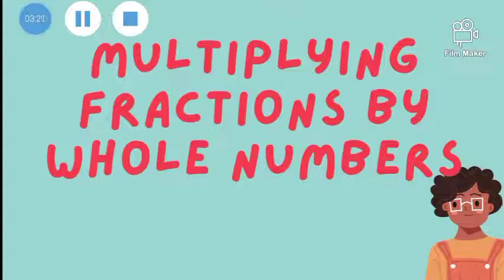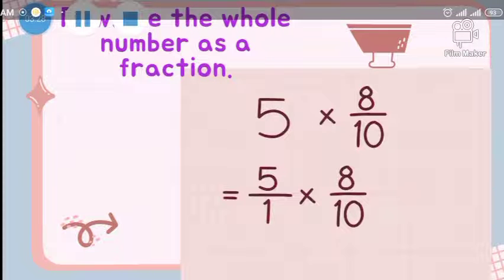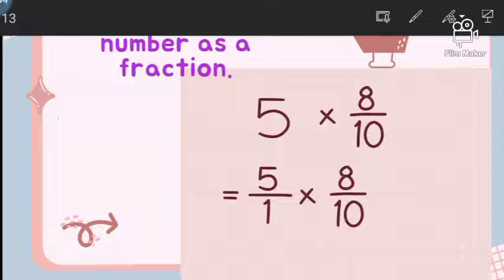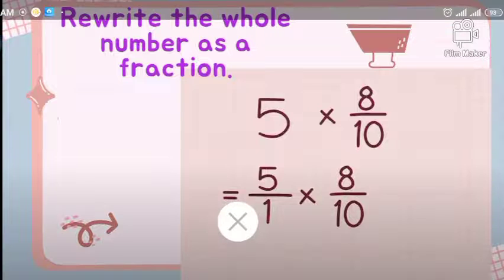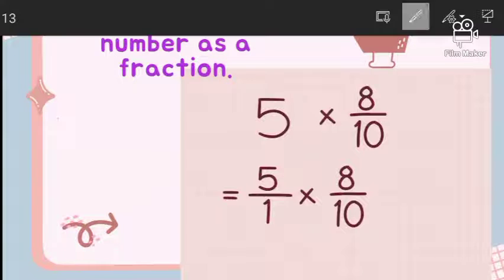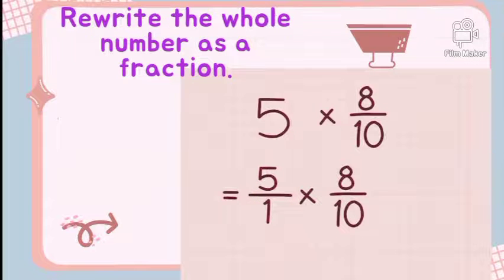Now let's see how we multiply fractions by whole numbers. Here we have 5 times 8 over 10. We write the whole number as a fraction. So that is now what? 5 over 1. 5 is now 5 over 1. That's 5 over 1 times 8 over 10.